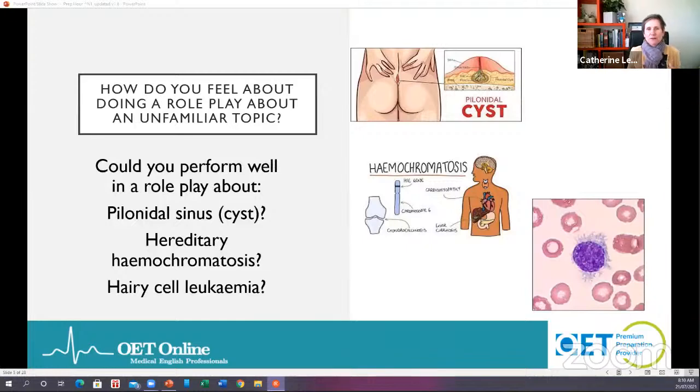And maybe if that was your exam day question for the speaking subtest, you might be looking for some language to use, maybe not so sure about how you would approach this topic. So what do you think? Are any of these new conditions for you? Are any of these things that you haven't had a patient with before?